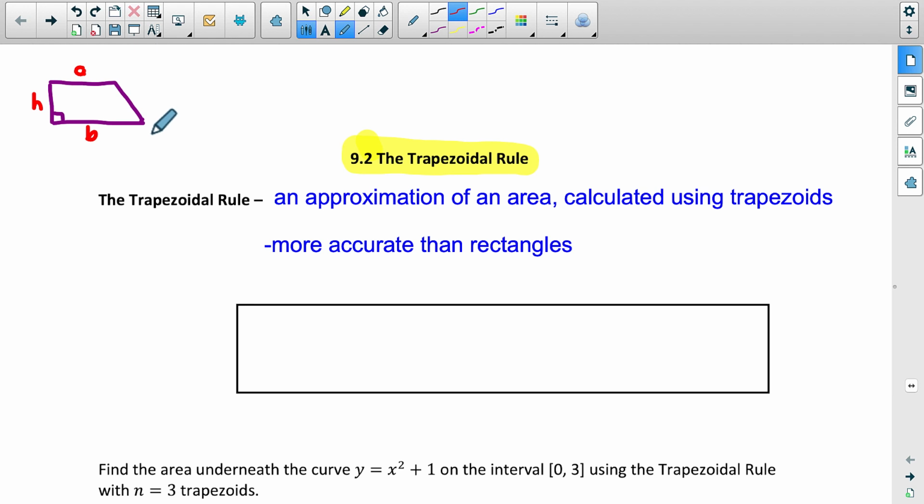So, do you know what the formula is for something like this? The formula is area of a trapezoid is equal to A plus B. You add together those two sides, the A and the B. You multiply that answer by h, the height, and you divide by 2.